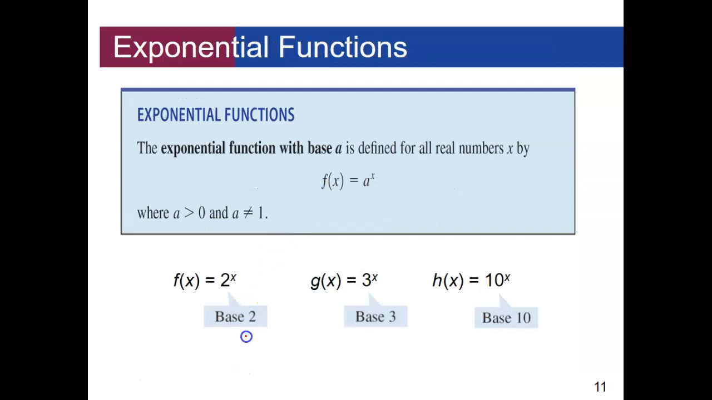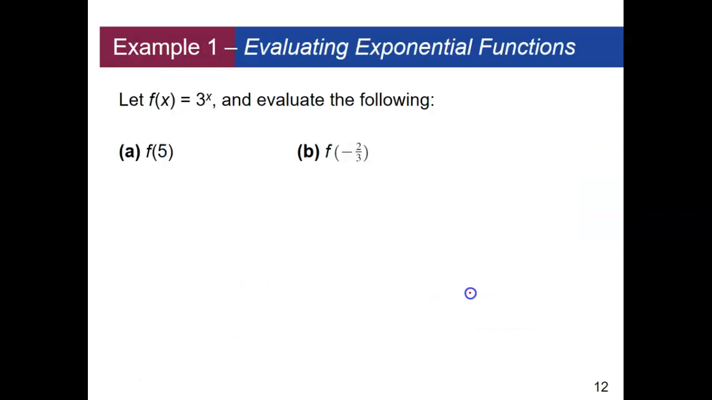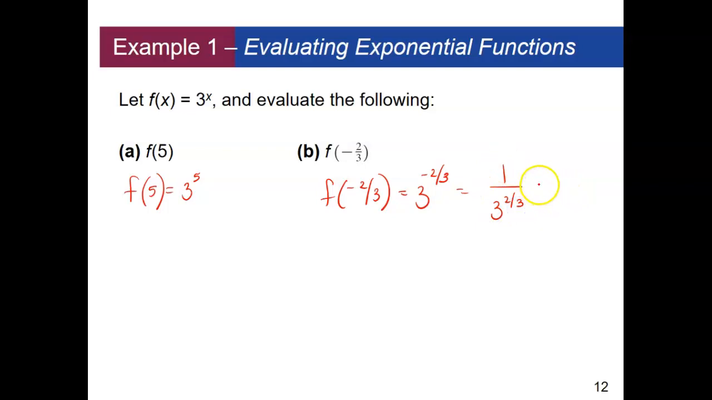Okay, so here are a couple exponential functions. The first one has a base of 2, a base of 3, and a base of 10. Just kind of orienting you to that. As far as evaluating them, you just plug into the exponent itself. So f of 5 is going to be 3 to the 5th power. And here, if I have f of negative 2/3, then that's going to be 3 to the negative 2/3, okay, which is 1 over 3 to the 2/3, or 1 over the cube root of 9, depending on how you want to represent that.